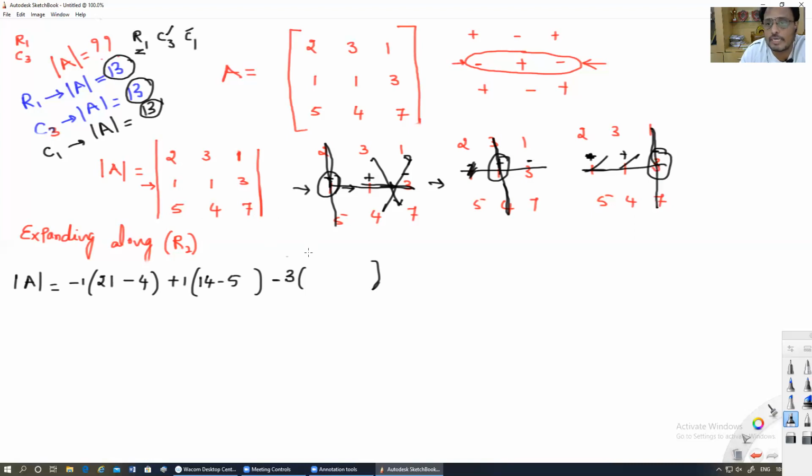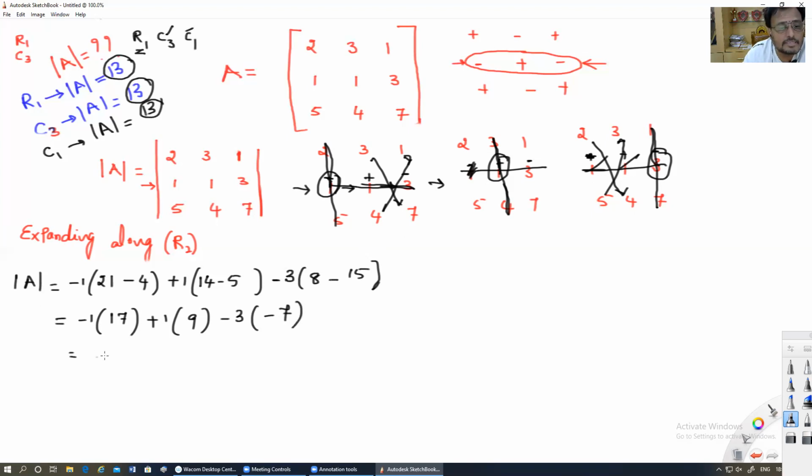Then remaining is 2 4s are 8, minus, that is these two you have to cross multiply it now. 2 4s are 8 minus 5 3s are 15. That means minus 7, 21 minus 4, 17, plus 1, 14 minus 5, 9, minus 3 into minus 7, that is plus 21. So minus 17 plus 9 plus 21. 21 plus 30, 30 minus 17 is 13. The answer is 13.